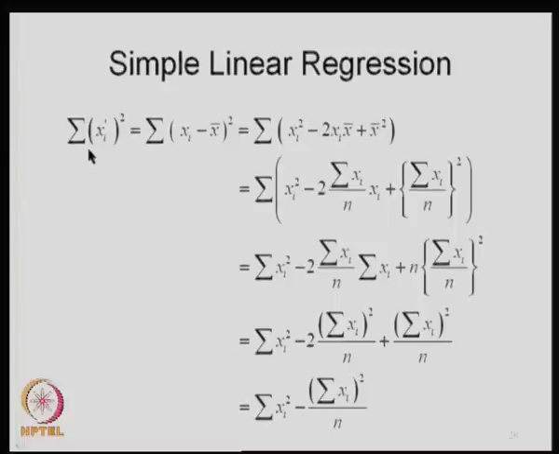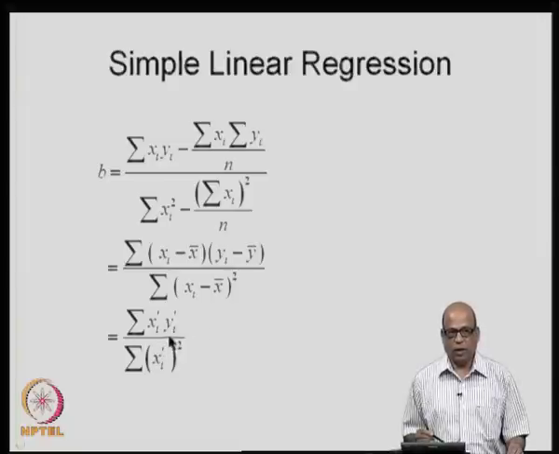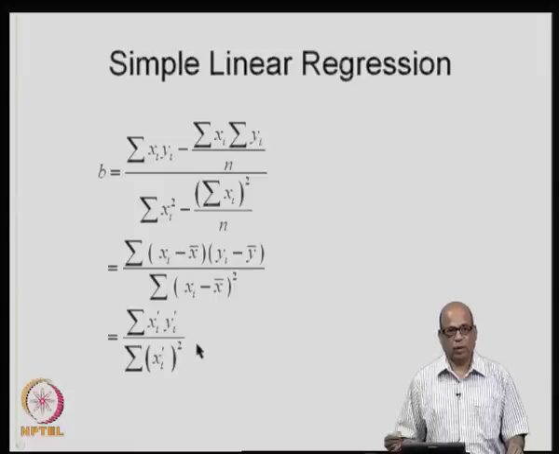And then we write this summation x_i dash square, which is nothing but sigma of (x_i minus x bar) the whole square. That turns out to be sigma of x_i square minus (sigma x_i) the whole square by n. Using these two expressions, we write b in a more useful and more elegant form as sigma x_i dash y_i dash divided by sigma (x_i dash) the whole square.